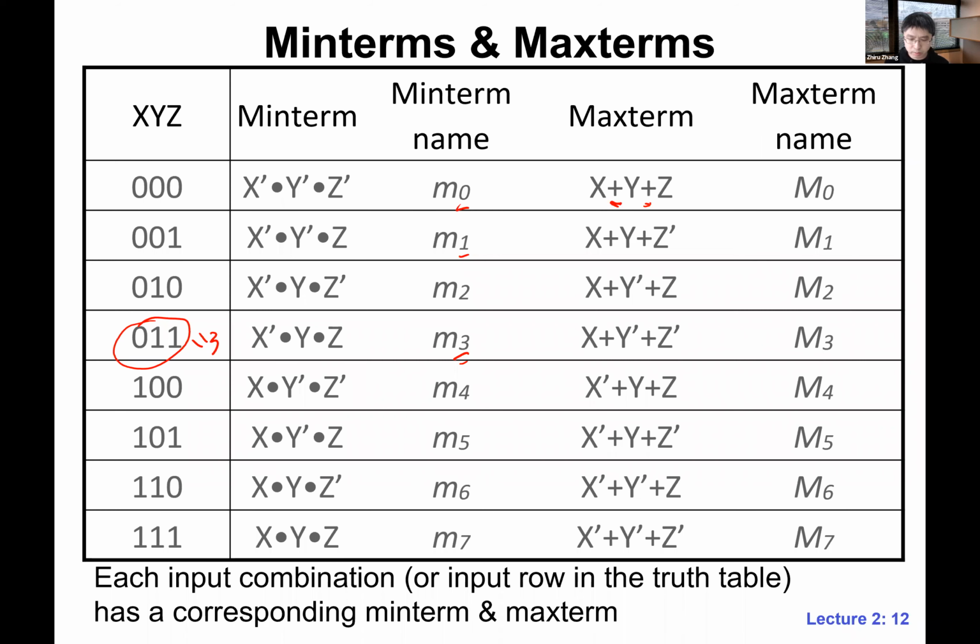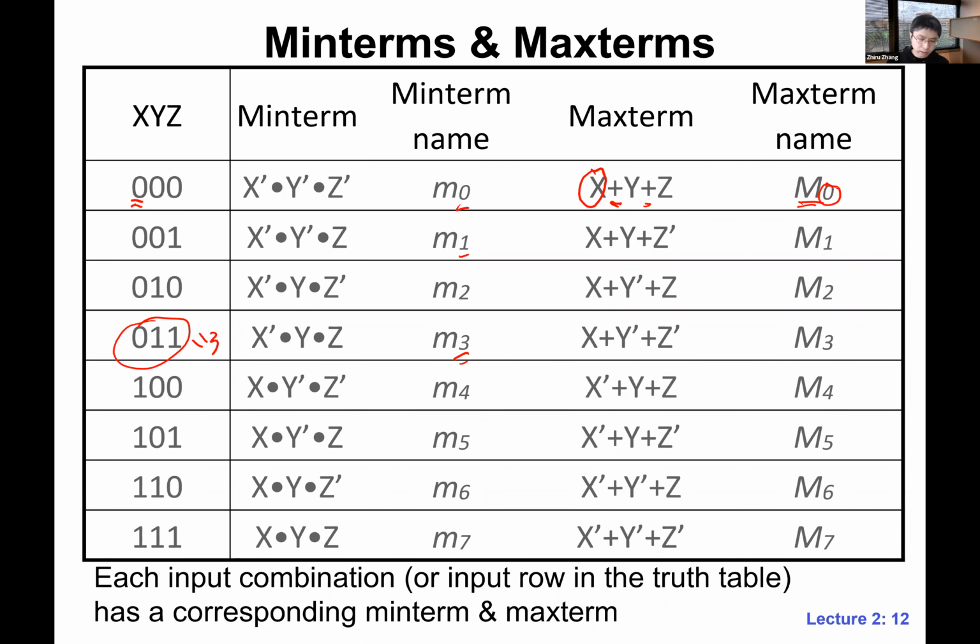So a maxterm is a sum term. It's a sum, everything's an OR. Use OR instead of AND. And if you have a 0 here, then you use a positive literal for the maxterm. That's it. So this is how we define maxterm. It's really the opposite to minterm. We use big M as a shorthand, and we are using the same index to name them.